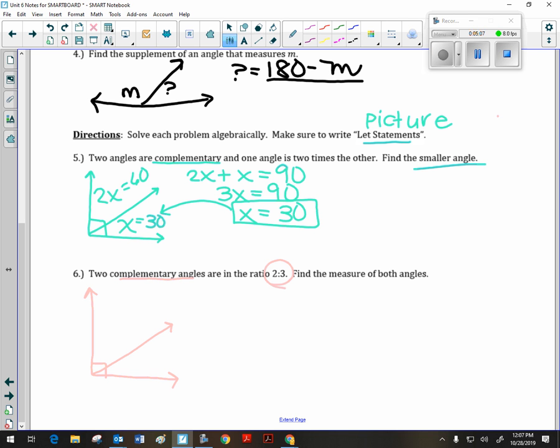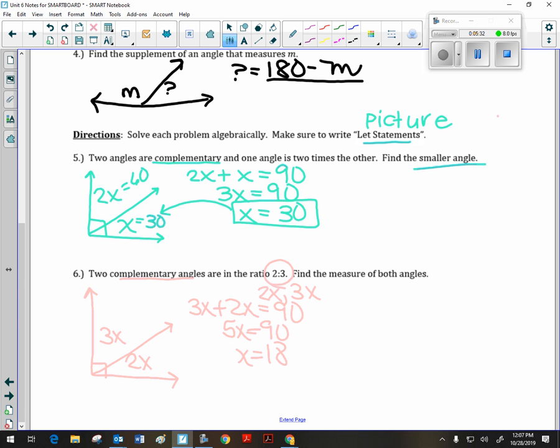Every time you have a ratio of 2 to 3, it means one of your angles is 2 times x and one of your angles is 3 times x. So this is going to be 2x and 3x, and they're complementary, so they add to 90, so 3x plus 2x equals 90, 5x equals 90, and when I divide, I get that x is equal to 18.